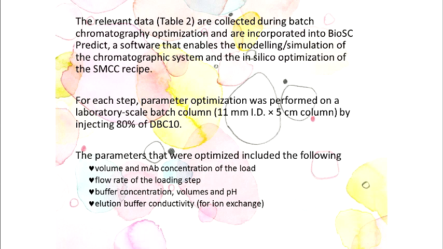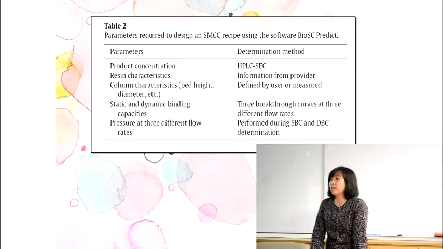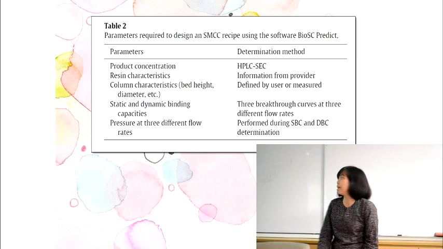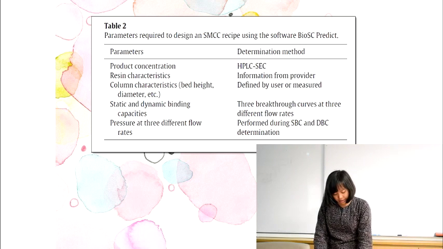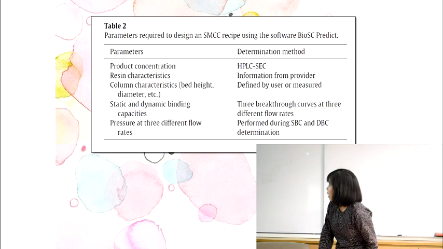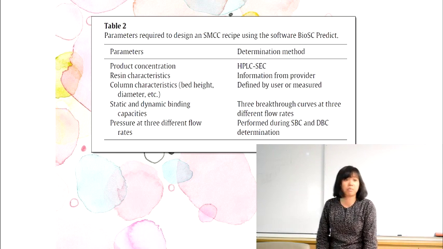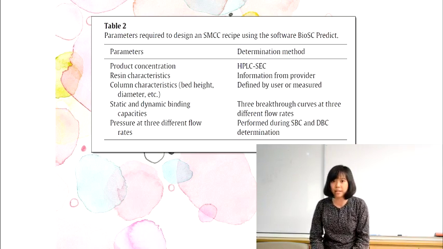The parameter optimization was performed on a laboratory scale batch column, and the parameters that were optimized included the volume and monoclonal antibody concentration for the load, the flow rate of the loading step, buffer concentration along with its volume and pH, and elution buffer conductivity for ion exchange. So these are the parameters required to design the SMCC recipe using the software BioSC Predict. The first parameter is the product concentration, resin characteristic, column characteristic, the static and dynamic binding capacities, and lastly, the pressure at 3 different flow rates. The next part will be presented by fellow member Sriana. Thank you very much.